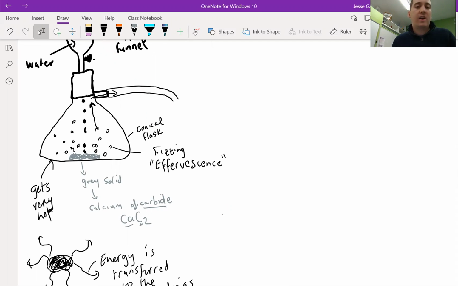You would also observe fizzing. You would actually hear it, and you would see the bubbles of gas being formed. So you would observe this during the reaction.